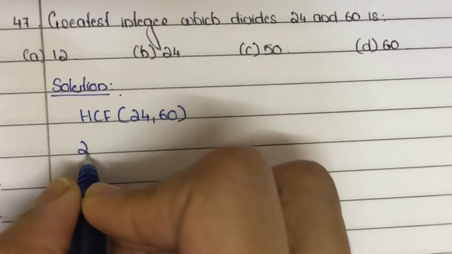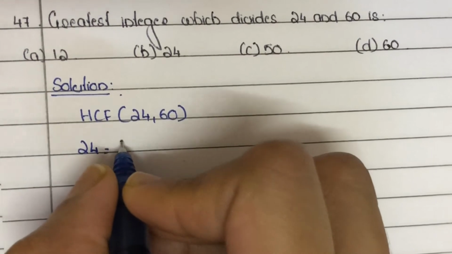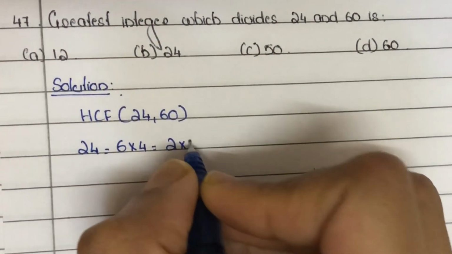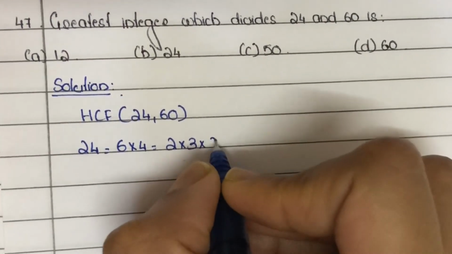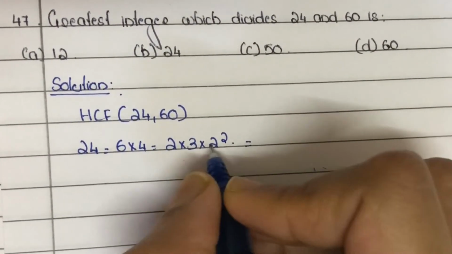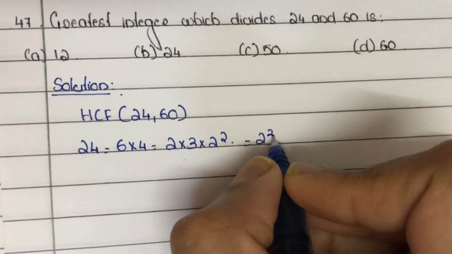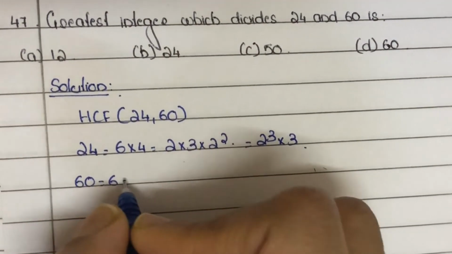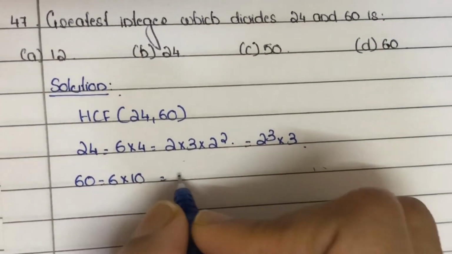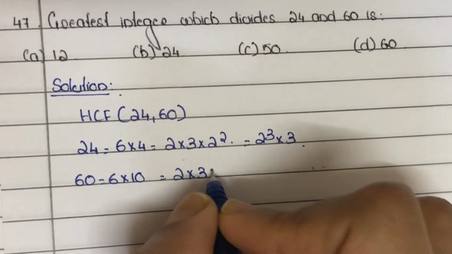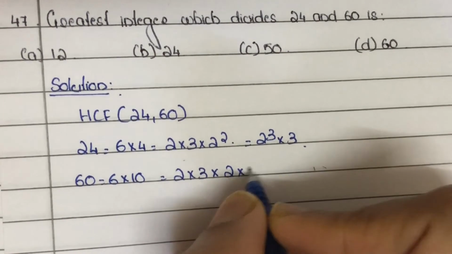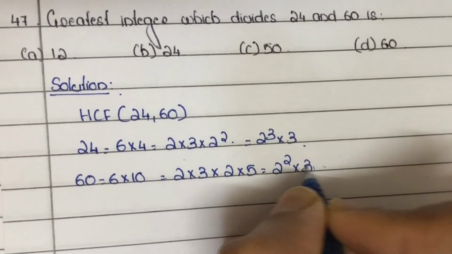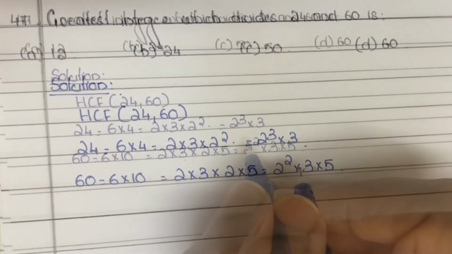So 24 you can write as 6 into 4, that is 2 into 3 into 2 squared, equal to 2 raised to 3 into 3. Now 60 equal to 6 into 10, that is 2 into 3 into 2 into 5, equal to 2 raised to 2 into 3 into 5.